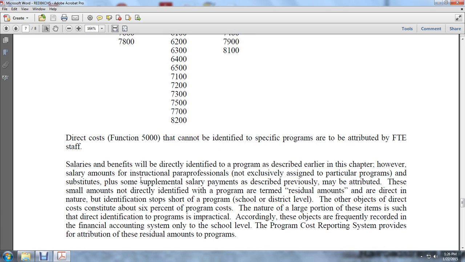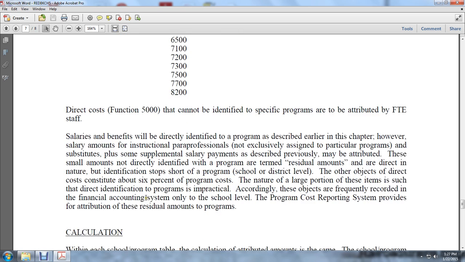The program is termed residual amounts, and the direct nature of the identification stops short of the program, the school, the district. The other objects direct the cost constitutes about more than 6% of the program cost. The nature of the large portion of the items is such that direct identification to programs is impractical, according to the objects frequently required in the financial accounting system only for the school level. The program costing reporting system provides the attribution of residual amounts to the program.